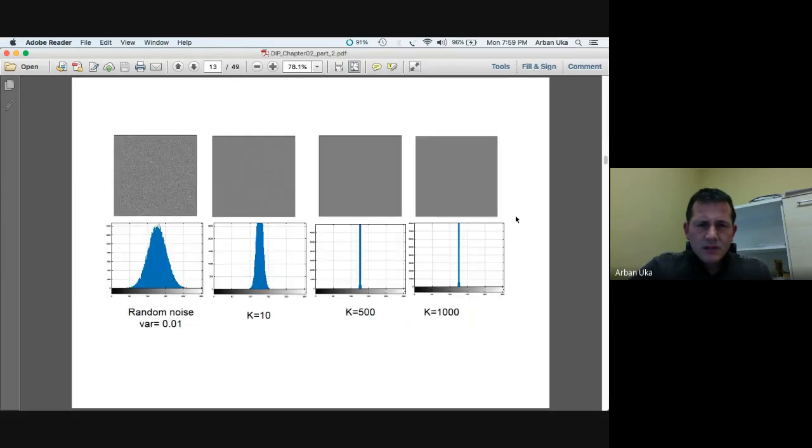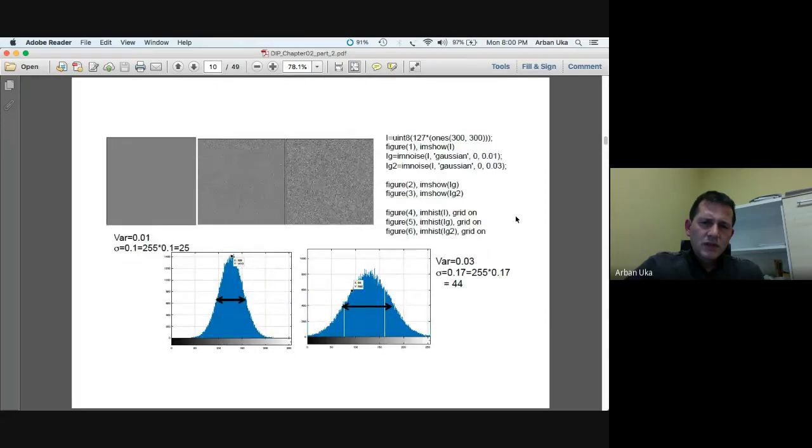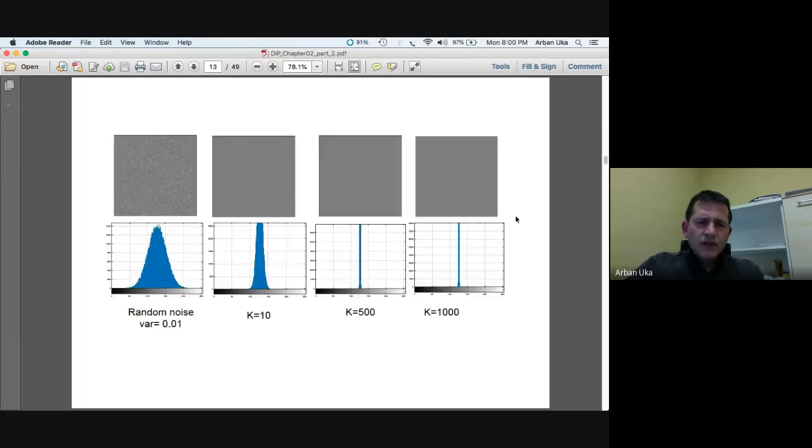These are the results. If we have an initial random noise with a variance of 0.01, that means that the sigma is going to be the square root of 1 over 100, which is equal to 1 over 10. So let's use this expression here. For a variance of 0.01, sigma is 25 different pixel intensity values. If we average by a factor of k equal to 10, this is the histogram we get.